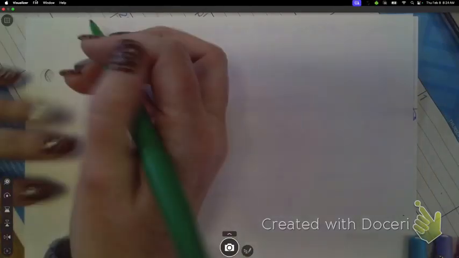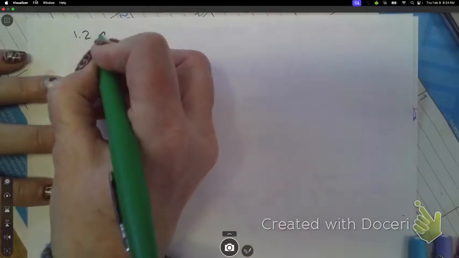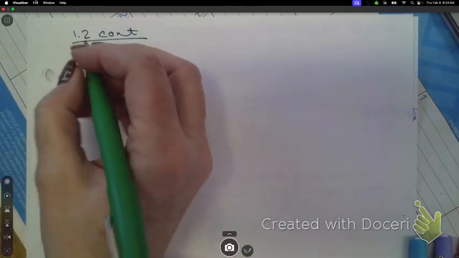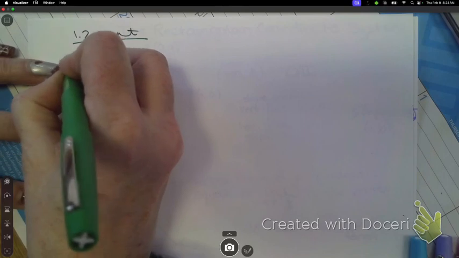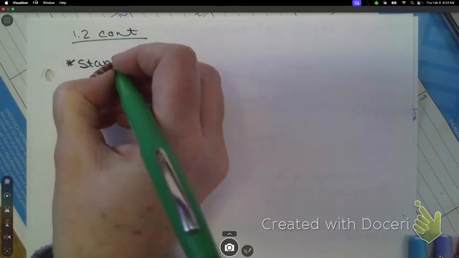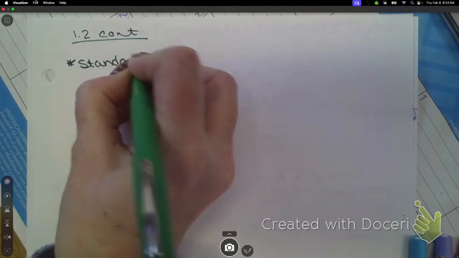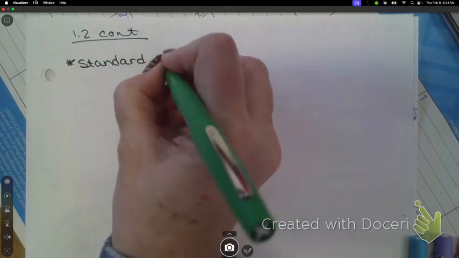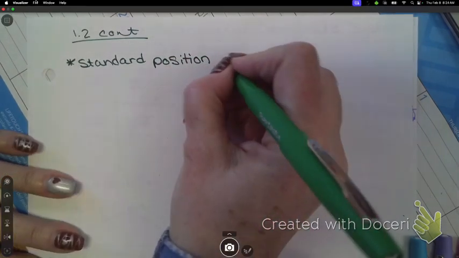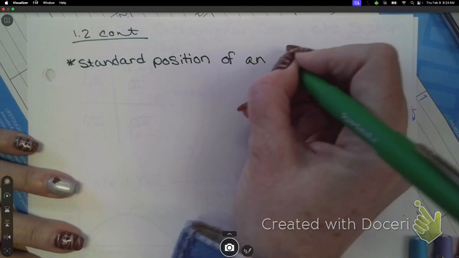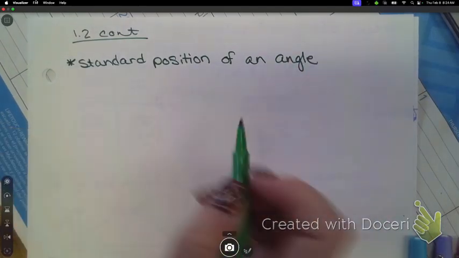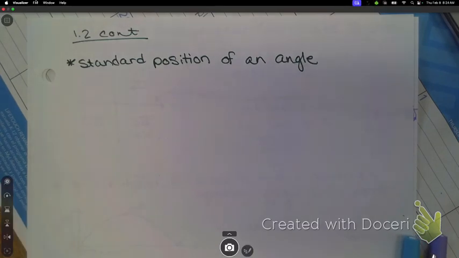Okay, so 1.2, day 2. So continued. We need to get some vocabulary in. We need to know what standard position is for an angle. Okay, so standard position for an angle is, let me give you a coordinate plane.